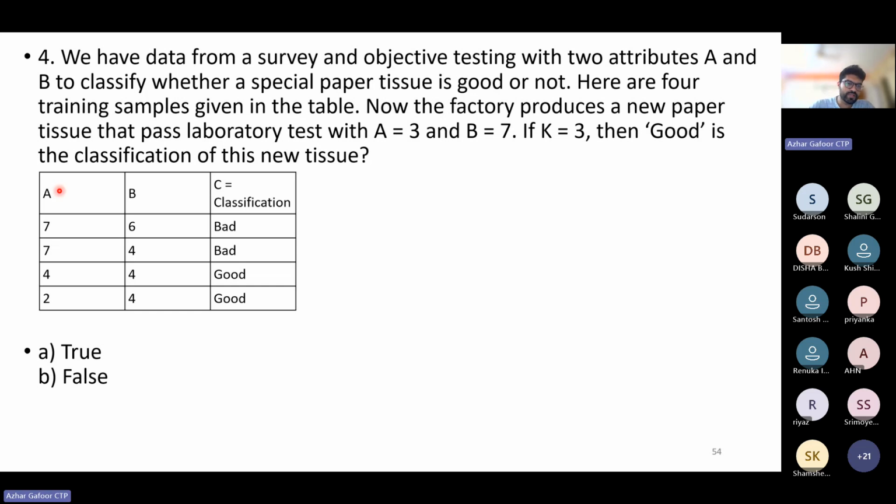This is the model that we have. Our new paper has A equal to 3 and B equal to 7. Is it false? Use K equal to 3. So how do we approach this problem? I just made a guess, I said false. Okay, fine. So we'll see how we will approach this.